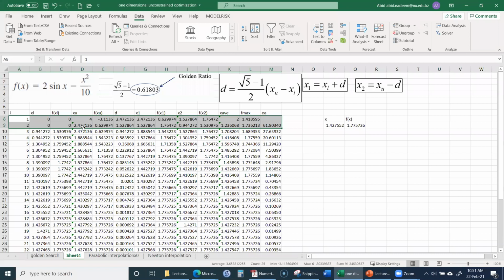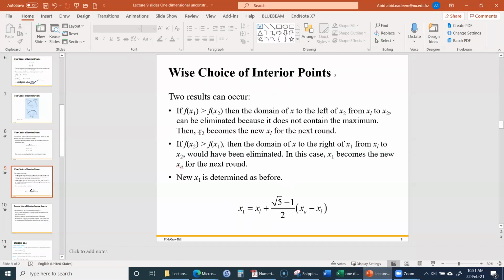The most important point is to set up these values of XL and XU using these two rules. If fx1 is greater than fx2, then what is the rule? If fx2 is greater than fx1, then what is the rule?